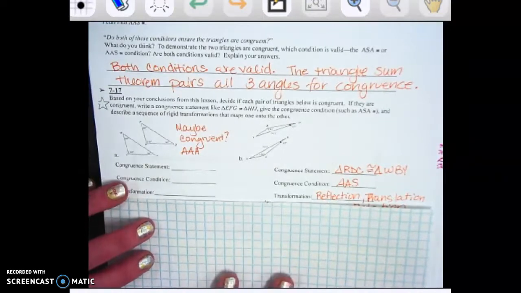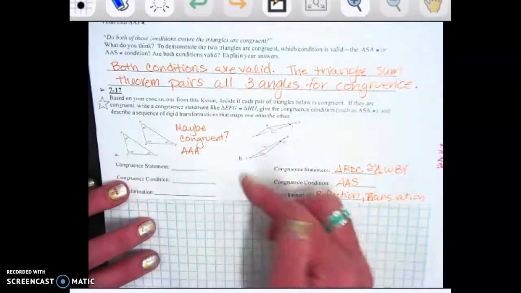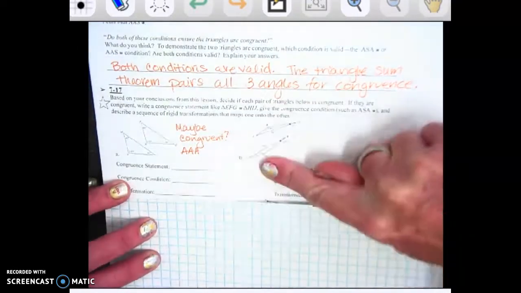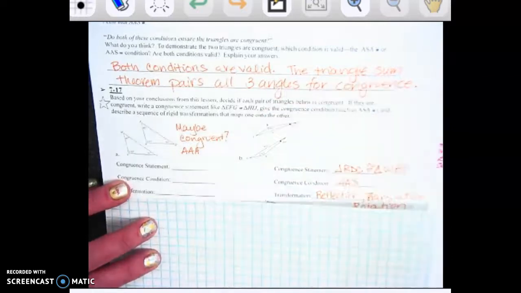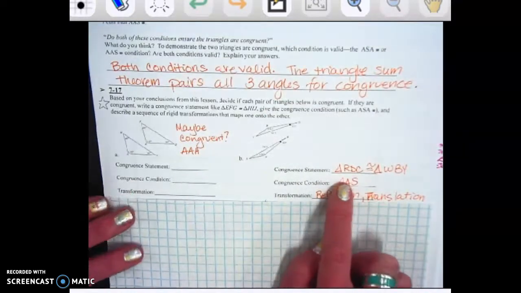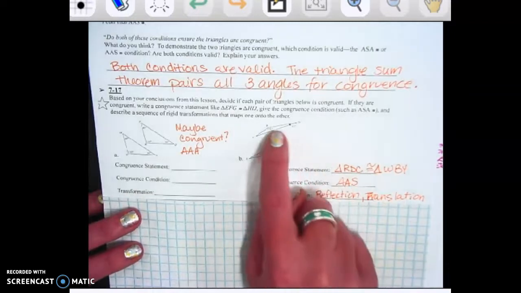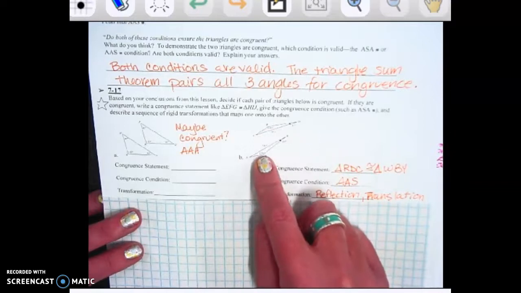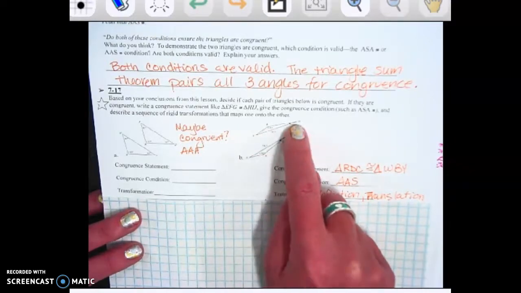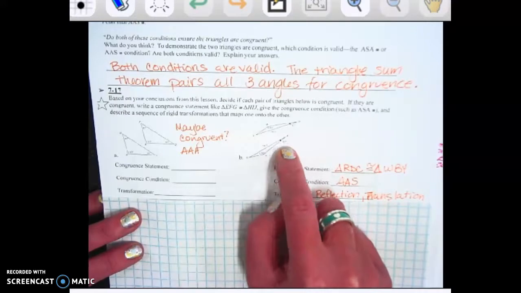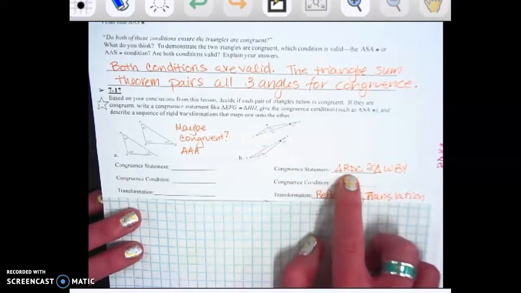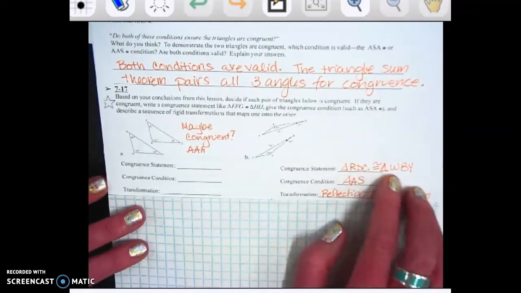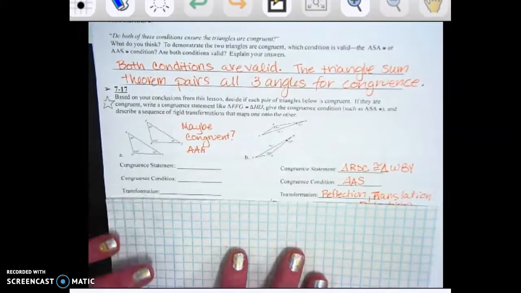And the transformation that's happening, the first one, the most obvious one, is that it's reflected down. So this one is flipped this way or flipped that way, whichever way you want to say it. When you write your congruence statement, make sure you go in the same order. So if you start at the 150 over here, you have to start at the 150 over here. If you go to the 10 next, then you have to go to the 10 next, and then the one that's left over. So you want to say that triangle RDC is congruent to triangle WBY. All right?